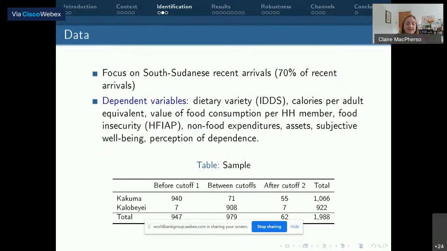We use a first-hand data set from a household survey of about 2,000 South Sudanese refugees who registered after February 2015. Our main outcome variables include 4 measures related to nutrition, including a measure of dietary diversity, of calorie intake, of food expenditures, and of food insecurity. We also consider a measure of non-food expenditure, an asset index, a measure of subjective well-being, and a measure of perception of independence from aid or dependence on aid.